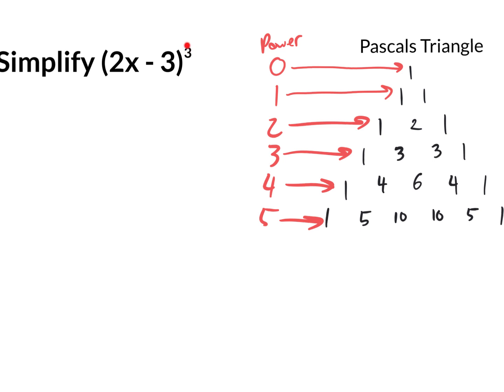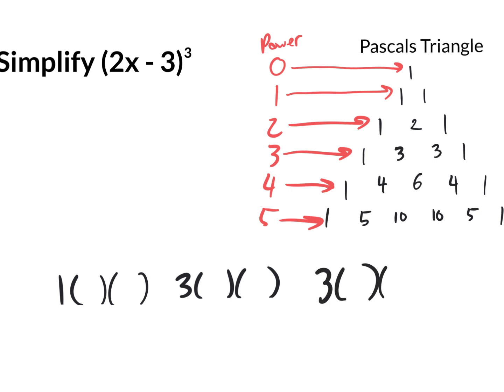So this power is the power of 3, okay? So we're going to be using this row 1, 3, 3, 1, okay? Now, how do we use 1, 3, 3, 1? You simply write out 1 and then do 2 sets of parentheses. And then 3, it's a positive 3, and then 2 sets of parentheses. And then 3, and then 2 sets of parentheses, and then 1, and then 2 sets of parentheses.